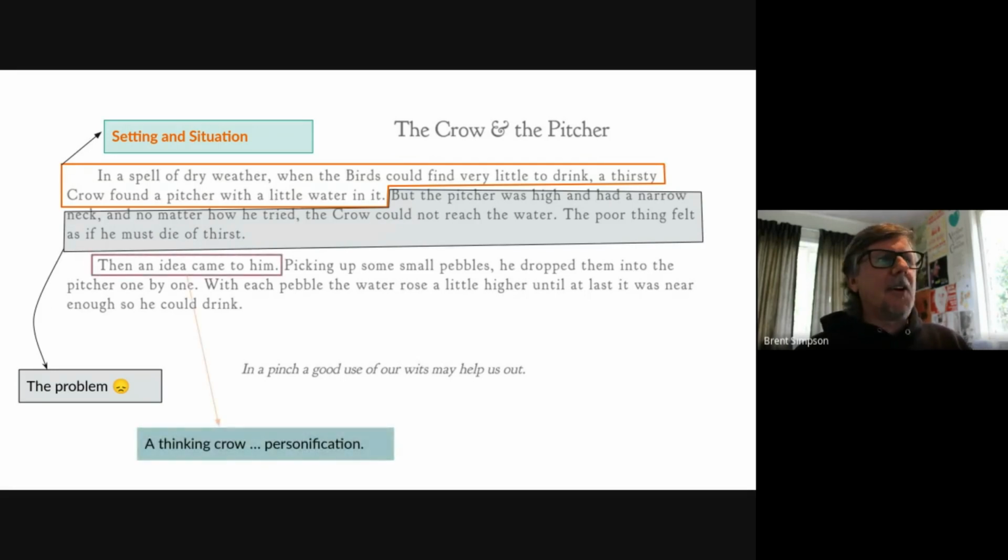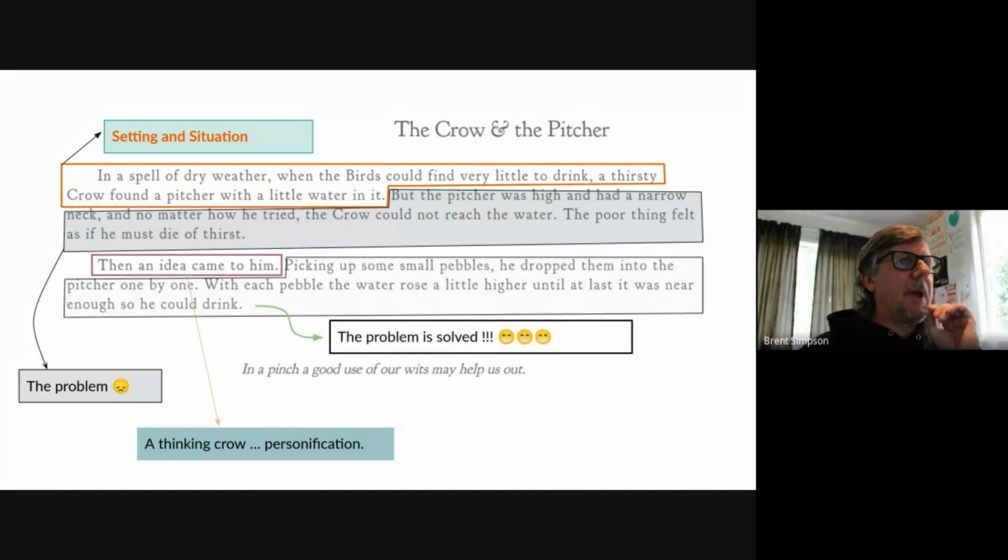The next line: then an idea came to him. Well, remember how one of the features of the fable was that the animals usually take on human characteristics, personification. And in this case, they say an idea came to him. So we have a thinking crow, which is something we would associate with humans. So that's the personification.